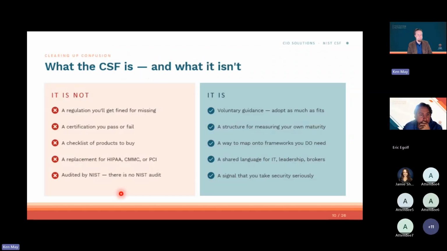It's not the same as HIPAA, CMMC, or PCI. It's a framework that is going to be agnostic to the industry you're in. So it's best practices regardless of the specifics that might be called into play by some of those deeper industries. It's not a regulation you're going to get fined for missing. This is completely voluntary. So you don't have to do everything that the framework calls for. You can take a look at it strategically and see what is going to fit your needs best.